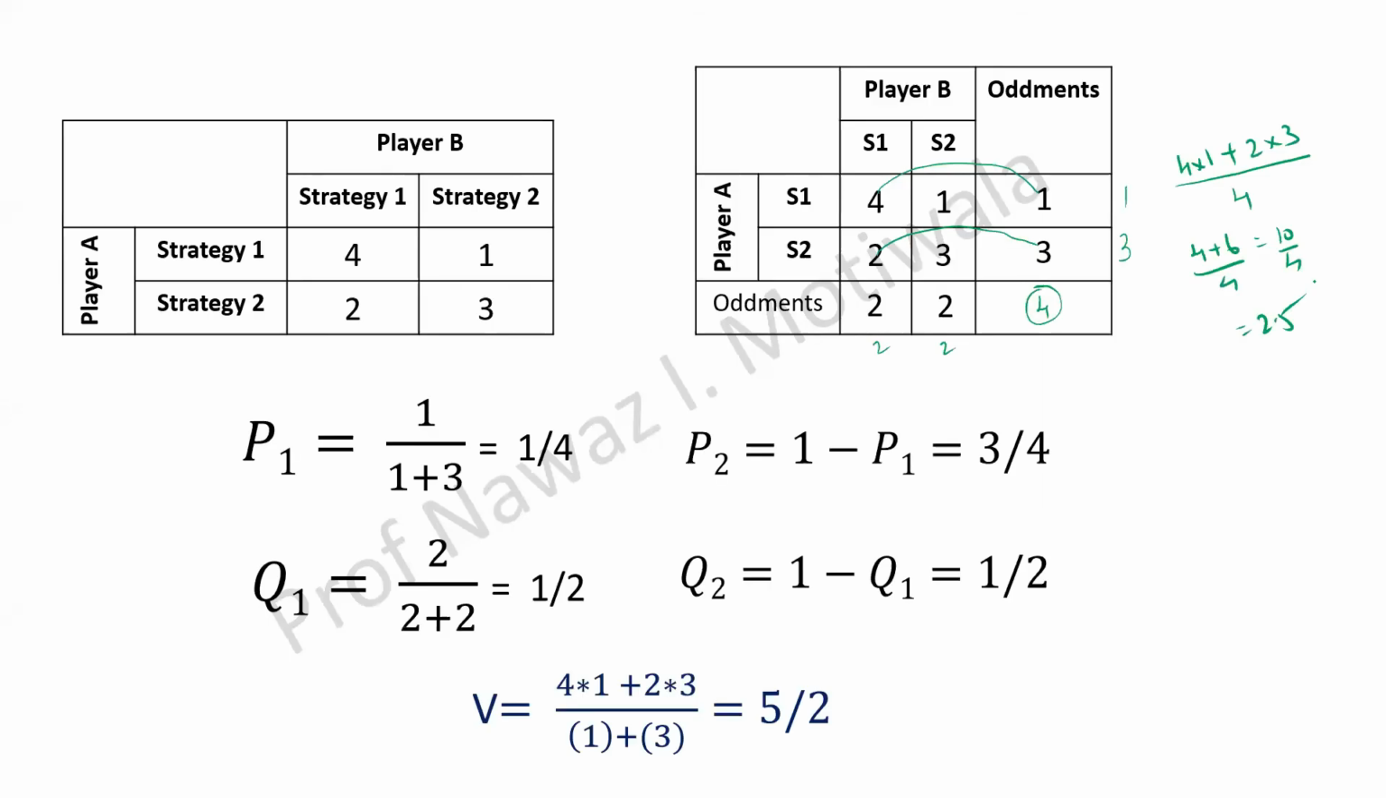Any doubts in mixed strategy now? Today we have solved using two different methods. The first one was the formula method, the second one was the oddment method. Any doubts in these two concepts? No, sir. Okay, so with this we will end our lecture here. Let me give you the attendance sheet. And from tomorrow or the next class onwards, we will start with the principle of dominance.